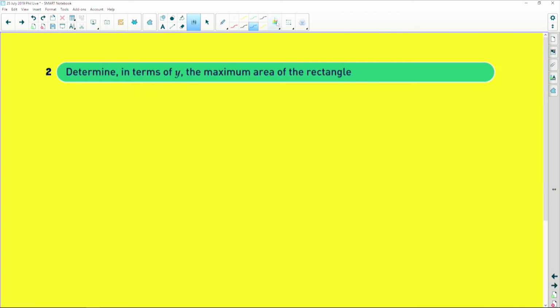Secondly, it says determine in terms of y, very important, in terms of y, the maximum area of the rectangle. Okay, so firstly, remember, the area of the rectangle we found was root 3xy minus 2 root 3x squared. Let me just double check that.